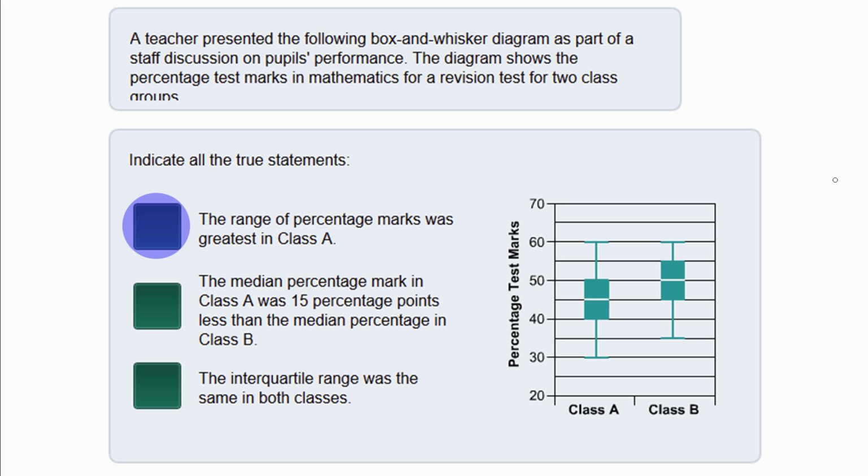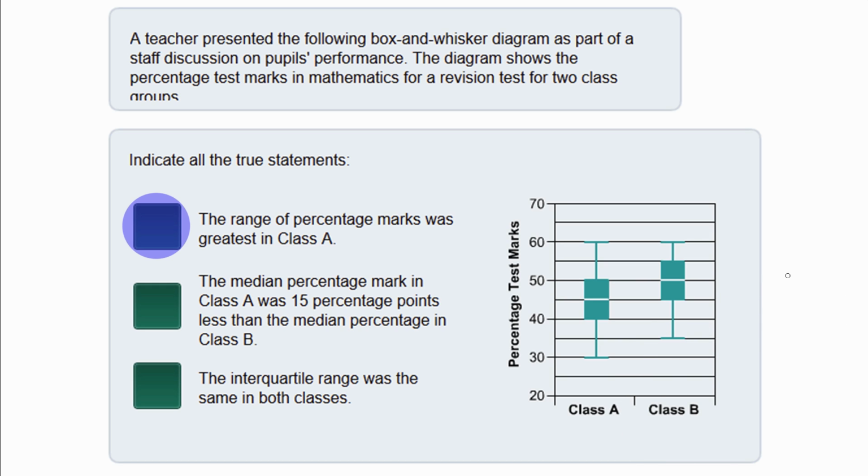The next statement claims that the median percentage mark in Class A was 15 percentage points less than the median percentage in Class B. Well, we can see the median is always this middle line here. So the median for Class A was 45, the median for Class B was 50. So the median for Class A was only 5 percentage points lower. So that statement is false.